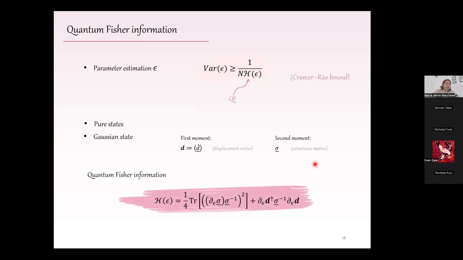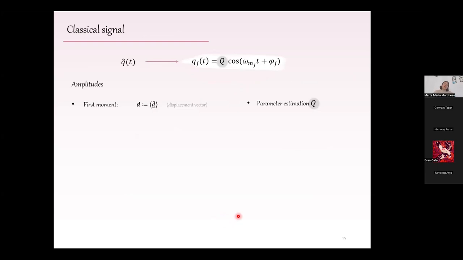So in this case, the quantum Fisher information is easy. It's just a combination of derivative with respect to the parameter we aim to estimate of both the first and the second moment. And in our case, we want to look at the classical signal in the sense that we consider as a solution from the equation of motion, just a function, an oscillating function that will depend on some phase phi and an amplitude Q. And the goal is to estimate this amplitude that will give us the displacement caused by the unknown signal. So in this case, it is enough to just have a look at the amplitudes.